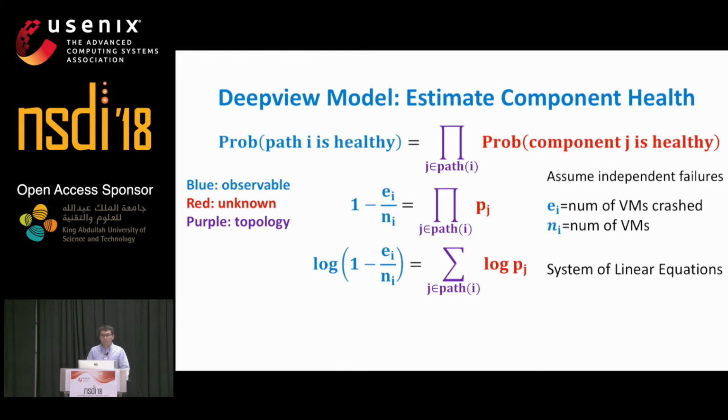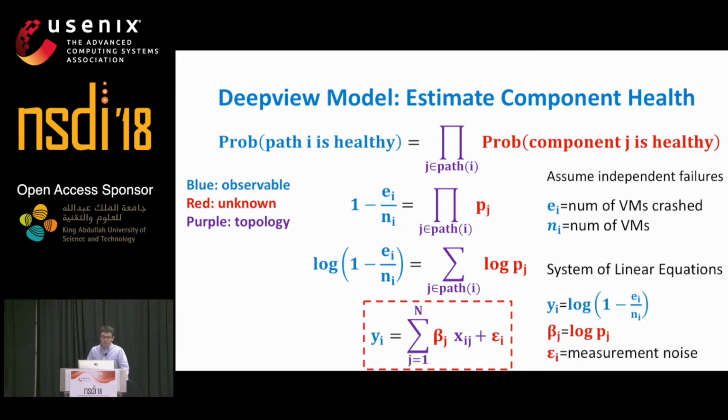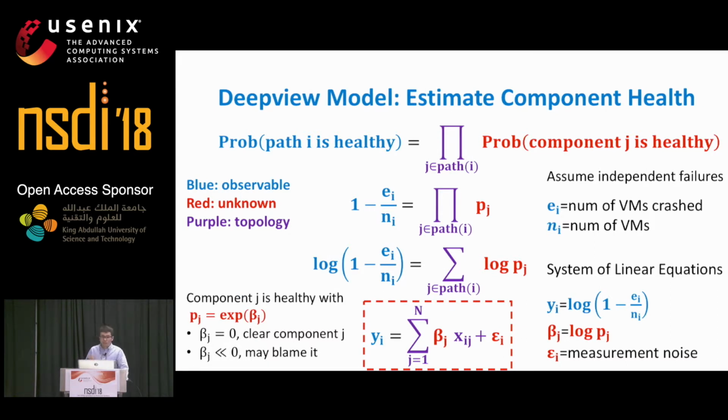However, because of measurement noise, we actually can't solve it exactly. So what we have to do is turn it into a linear regression problem, where after a change of variables, we get these regression equations where we have to solve for the beta_j's. If you can get a beta_j, you can easily compute p_j. For example, if the beta_j for a component is 0, that means p_j is 1, which means the component is definitely healthy, and we shouldn't blame it. On the other hand, if beta_j is much less than 0, by using the data to estimate, then p_j is very close to 0, which means the probability that the component has failed is very high, and we should blame it.